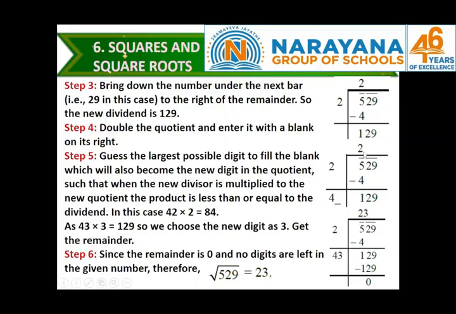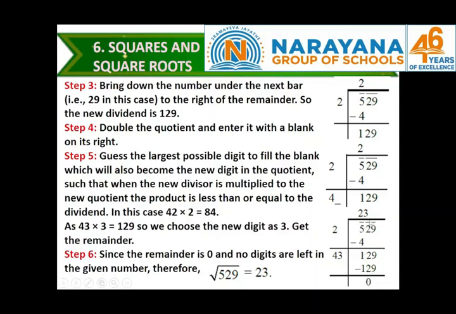If I take 1 here, 1 into 41 is 41. If I take 2 here, 2 into 42 is 84, which is less than 129. If I take 3, 3 into 43 is 129, which satisfies. Now I write 3 beside the 4 and 3 beside the 2 in the quotient. By subtraction I get the value 0.